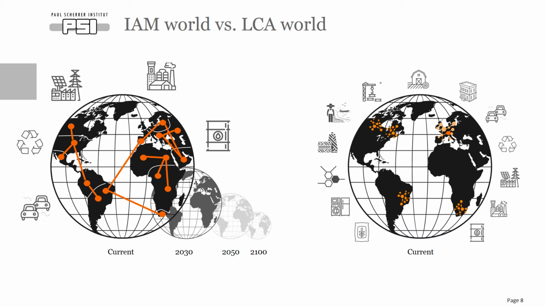And on the other side, we have the world of life cycle assessment. So PSI is an important contributor to the EcoInvent database, which is probably nowadays the most comprehensive and transparent database to be used for LCAs. Now, the regional distribution of data in EcoInvent is much more uneven, and it very much reflects how much each of the regions is contributing to populating the database.